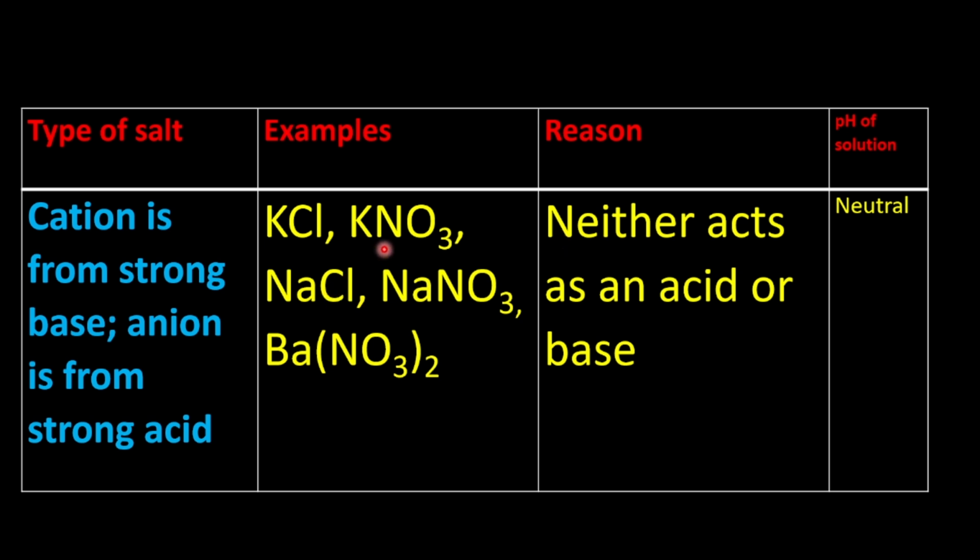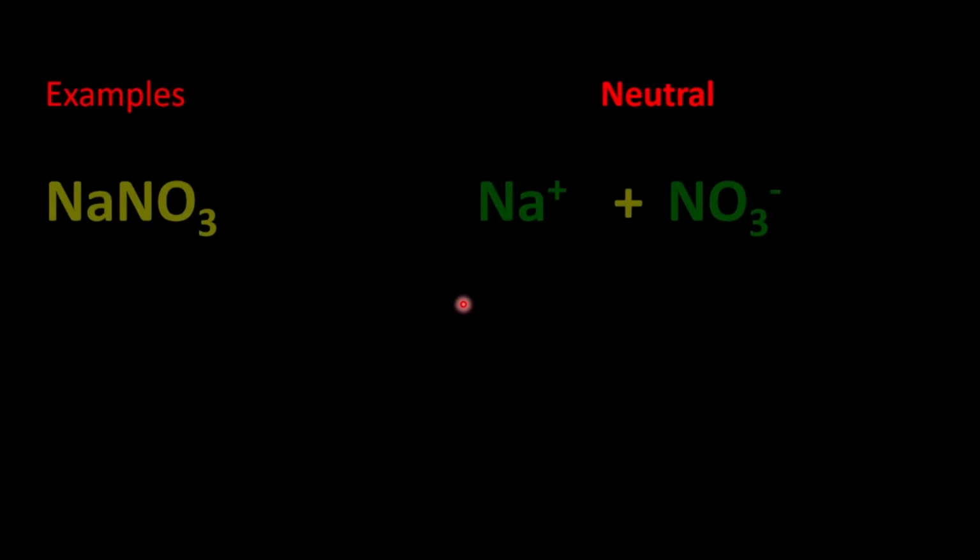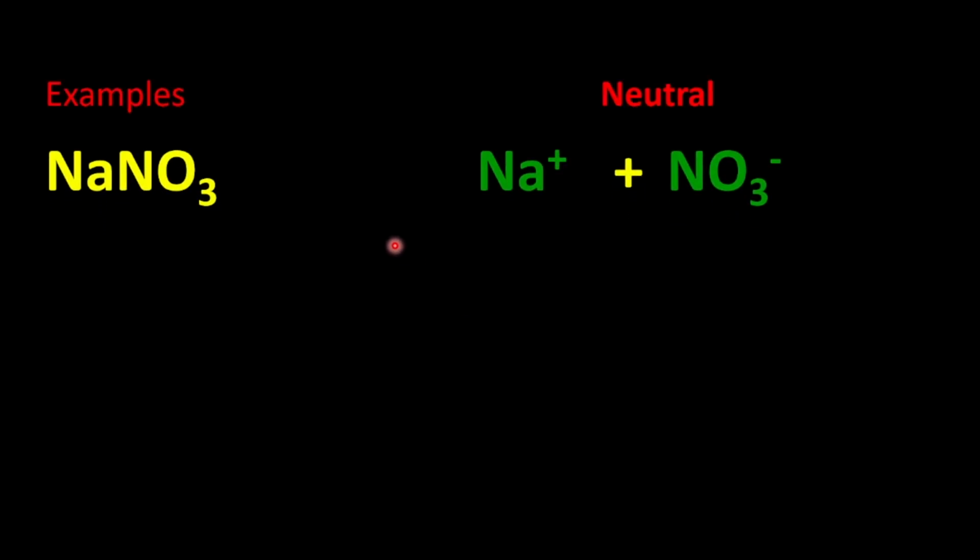Okay, so we have KNO3 up to Ba(NO3)2. They will all give you neutral. So we'll look at the mechanism behind this. Let's look at some few examples. So we want to know how we can break it down to determine whether it is acidic, basic, or neutral.